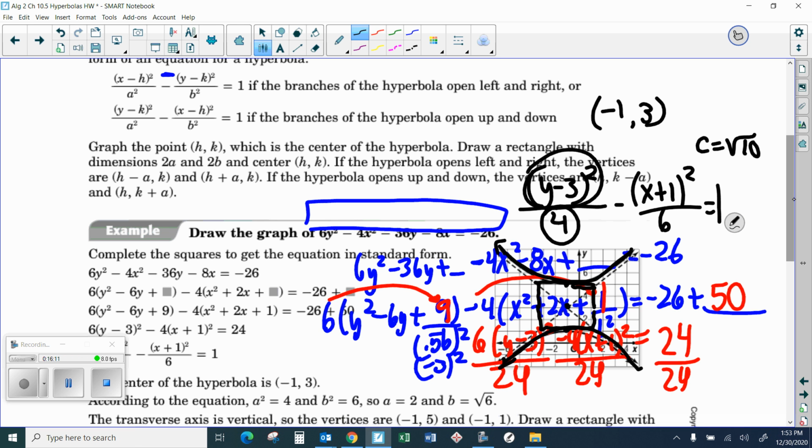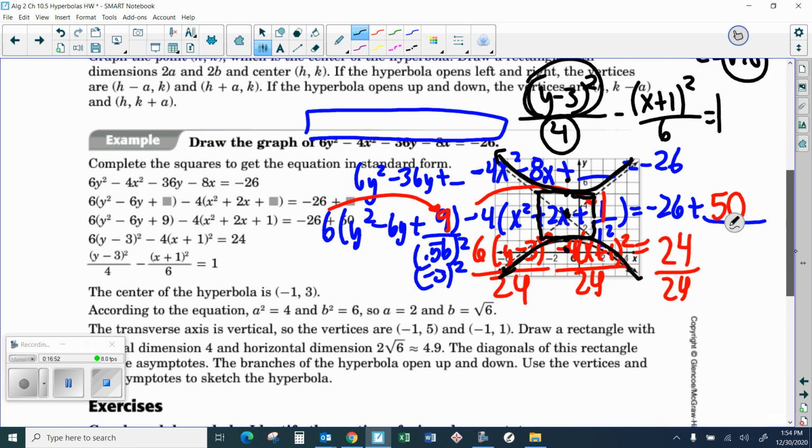Well, since mine opens up and down, the foci have to be inside the branches. And so which direction is that from the center? I went up. Up and down is the y direction. So I'm adding it to the y coordinate. So the foci would be negative 1, and you can say 3 plus or minus the square root of 10. Because 3 plus the square root of 10 is the upper one, and 3 minus the square root of 10 is the other one down below. You can write your answer like that for the two foci, because it asks you to do that down below here.